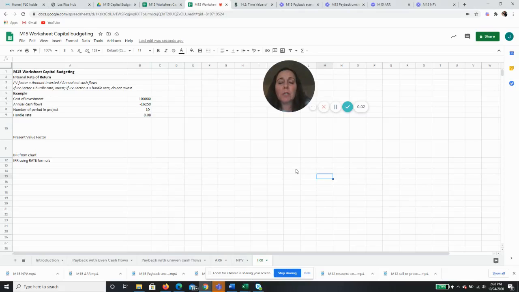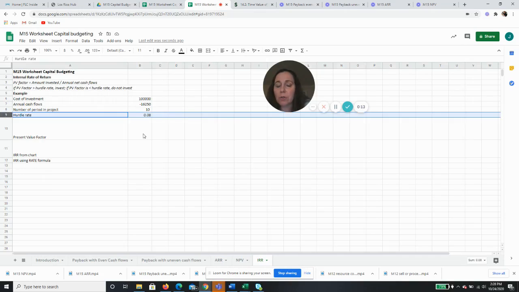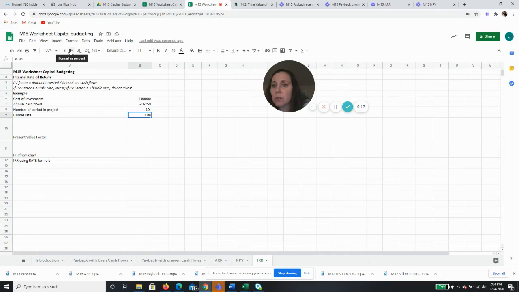The final tool is going to be the internal rate of return. This is where we calculate the return on an investment, and then we see if it is more or less than our hurdle rate. Our hurdle rate is 8%. So this should really be a percentage.